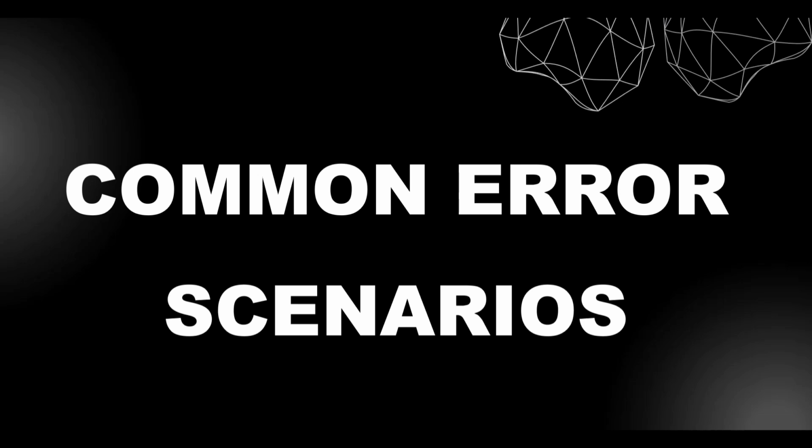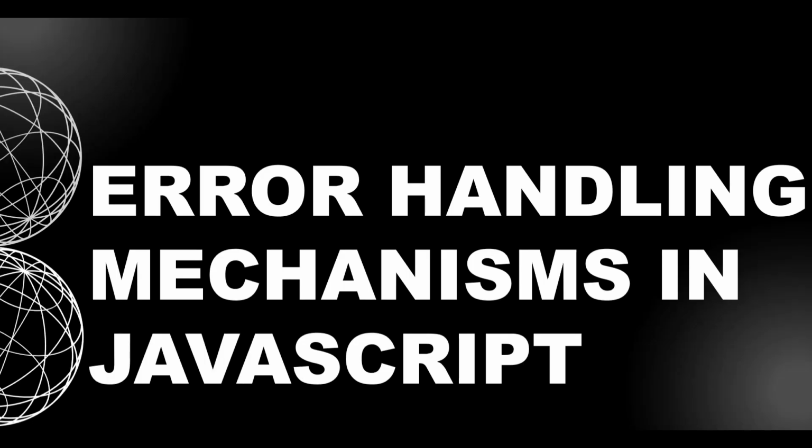Coming to the syntax errors, they are mistakes in the code that prevent it from running, like a typo error, something like this. Next one is runtime errors. These are errors that occur while the program is running, like trying to access a property of undefined. We are accessing the undefined property. It leads to a runtime error. Next one is logical errors. The code runs but produces incorrect results, like a math mistake, something like this.